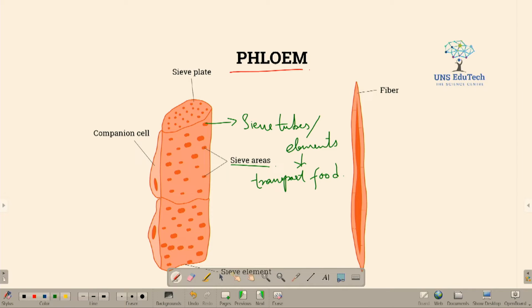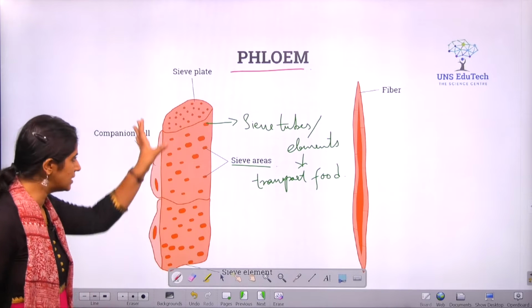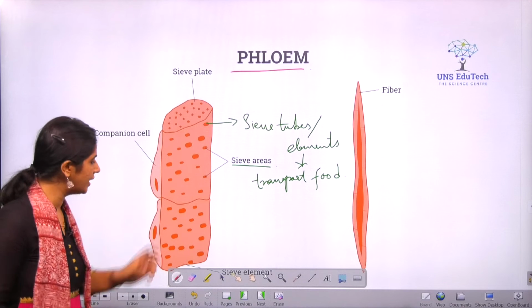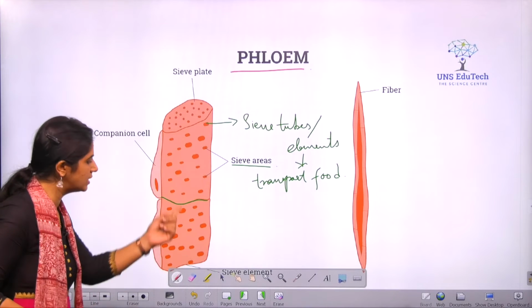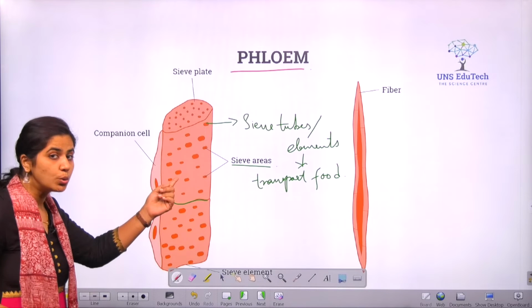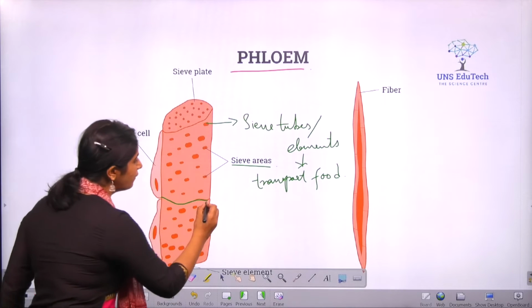Transport food from leaves to different parts. Now if we see the structure, sieve tubes or sieve elements are straight and perforated, and in between two sieve tubes we can see a perforated plate, which is called the sieve plate.